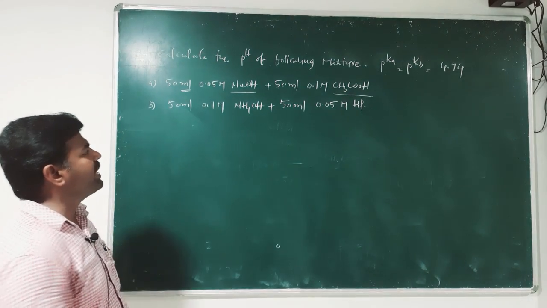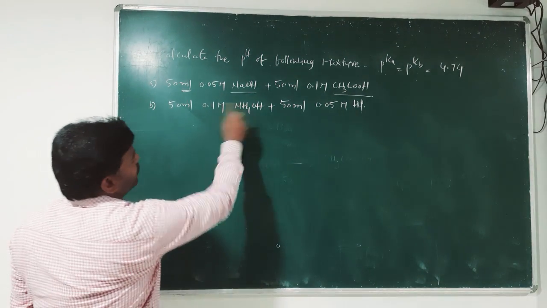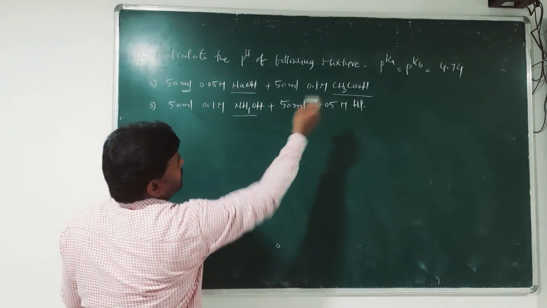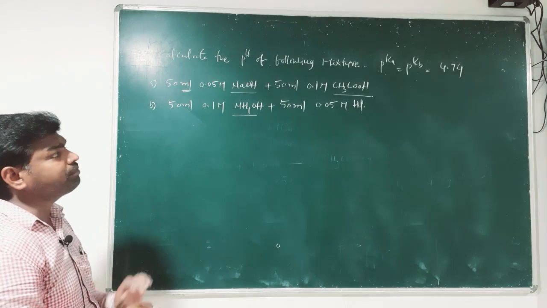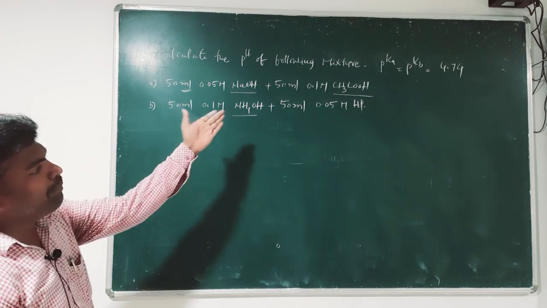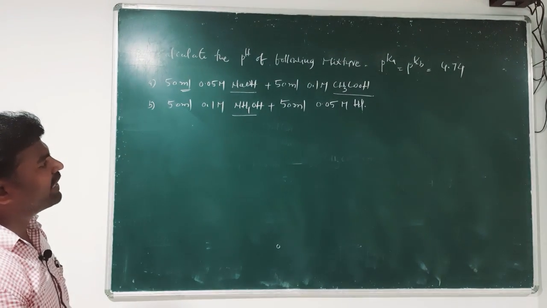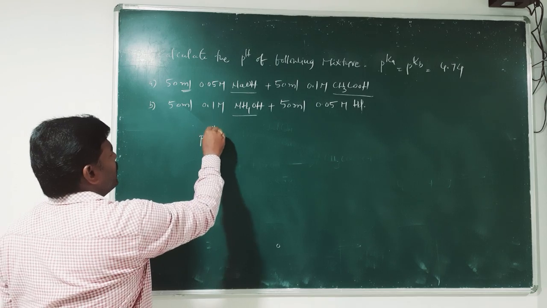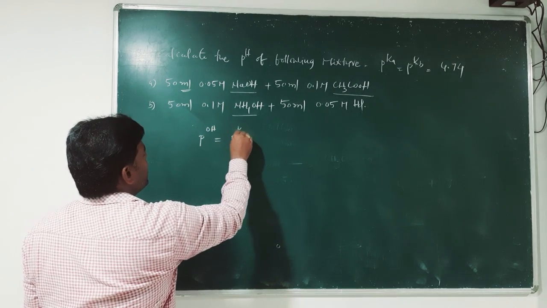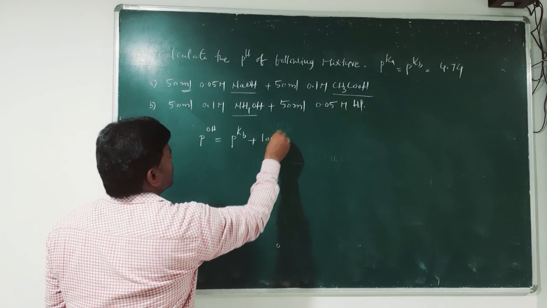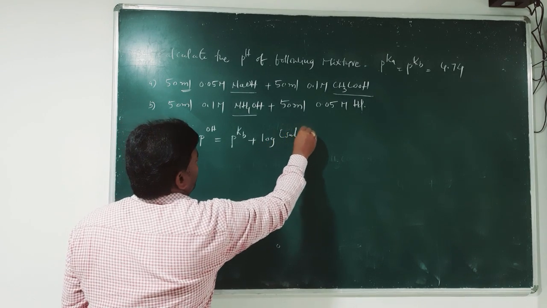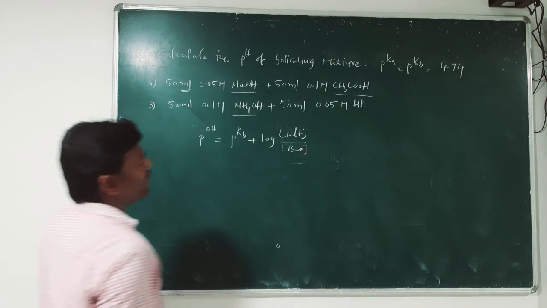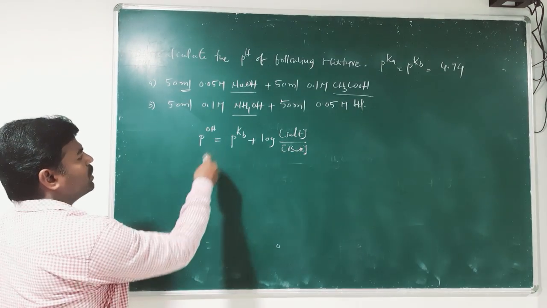The problem B is here, the NH4OH and HCl. It is a weak base and it is a salt. Okay, so that is a basic buffer. So for the basic buffer we can calculate the pOH. So pOH is equal to pKb plus log concentration of salt by concentration of base.